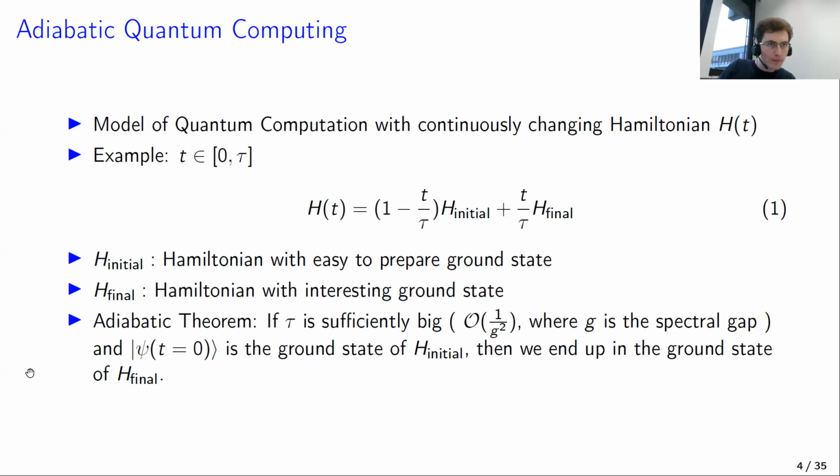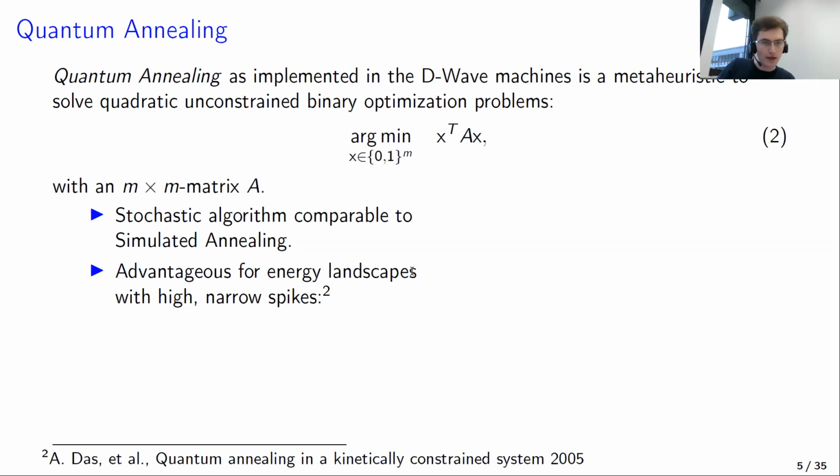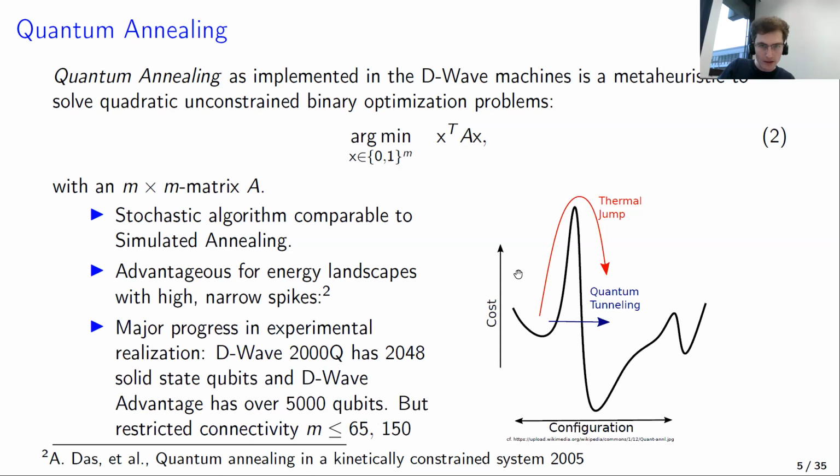of H final. In quantum annealing as implemented in these D-Wave machines, you now get a QUBO solver. So you solve quadratic, unconstrained binary optimization problems. From an algorithmic perspective, you get a stochastic algorithm comparable to simulated annealing as you get many samples. But there could be advantages for energy landscapes with high and narrow spikes. So this is maybe the picture you have in mind: you search these energy landscapes more efficiently with quantum annealing.